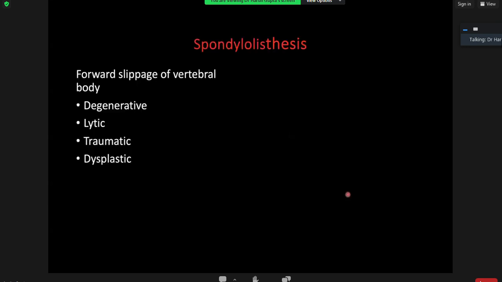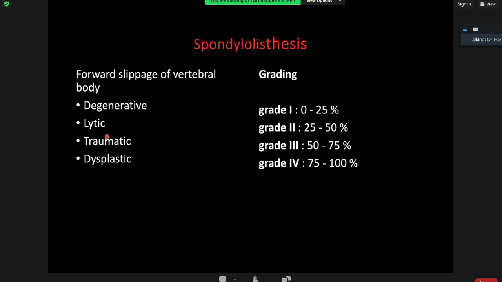Next is one of my favorite topics. I always talk about this to my residents: spondylolisthesis. Now, in itself, spondylolisthesis means nothing. It just means that there is slippage of the vertebral body, which could be degenerative, lytic, traumatic, or dysplastic. Now, we know the grading. We all love grading. Grade 1 is 0 to 25%, grade 2 is 25 to 50%, and so on.